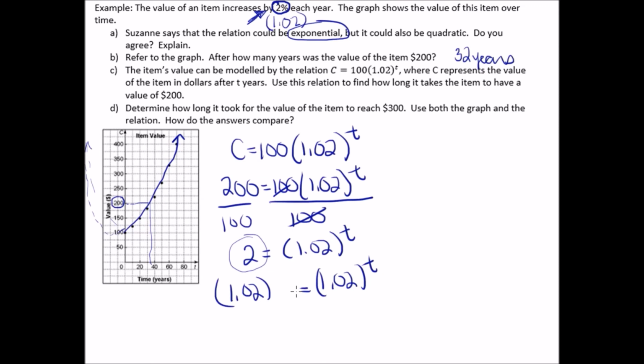So exponent 5 gives us 1.1. Exponent 8 gives us 1.17, so I'm going to go big. Exponent 50 is way too big. It gives us 2.69. Exponent 25 gives us 1.6. 30, 1.81. 40. Okay. So we know it's going to be between 30 and 40. Let's try 37. We're almost there. 36, 35. Okay. So if you put in 1.02 to the exponent 35, and that's trial and error, it's going to equal 1.999889, very, very close to 2.